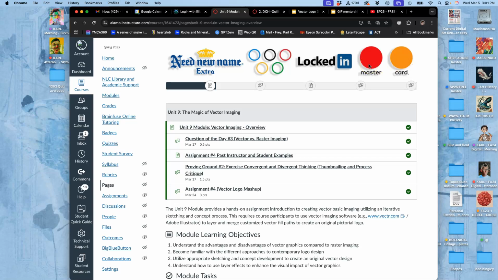For this project, we're going to learn our beginning of logo design with pictorial logo design. So we are not doing type design yet. We will be doing that a little bit later. But both type design and pictorial logos are vectors. And we'll talk about why.